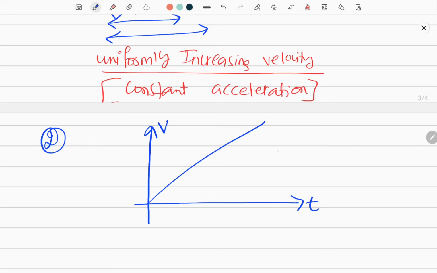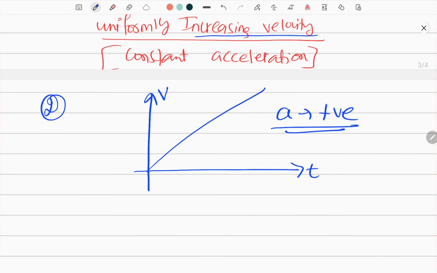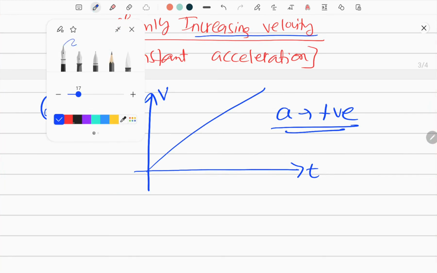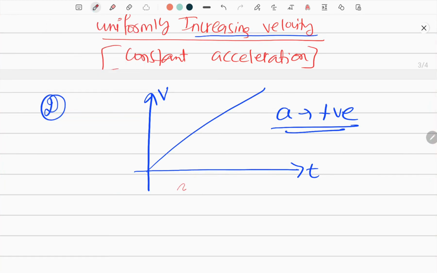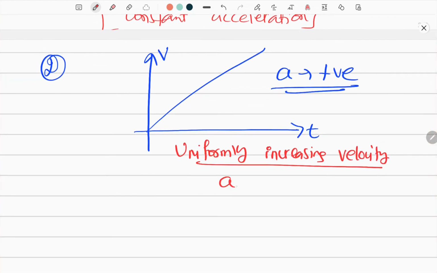And one more thing you can write: acceleration is positive, because velocity is increasing, which means acceleration will be positive. So how many names are there for this graph? Three names are there totally. You can write all those three names. Uniformly increasing velocity, definitely increasing velocity, but it is uniformly increasing velocity. All right, and acceleration is positive. And acceleration is constant. All that I have explained.